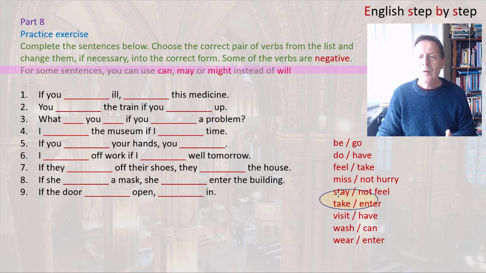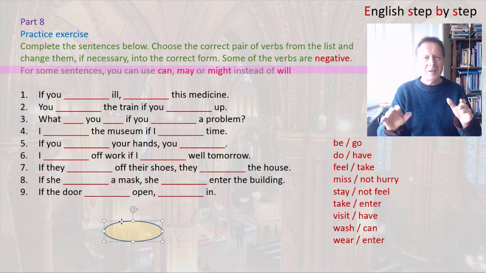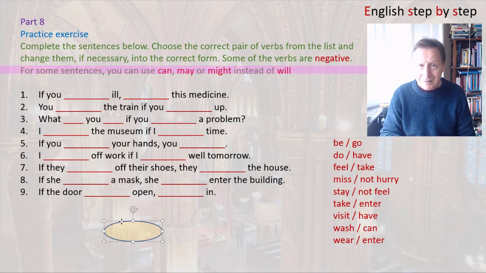So, do all the other ones by choosing the pair of verbs that you need and deciding if it should be negative. Now, I'm going to leave these 9 sentences on the screen for 1 minute. You can write down the answers and then you can move on to the Step 3 video in which I'll talk through and explain the answers.